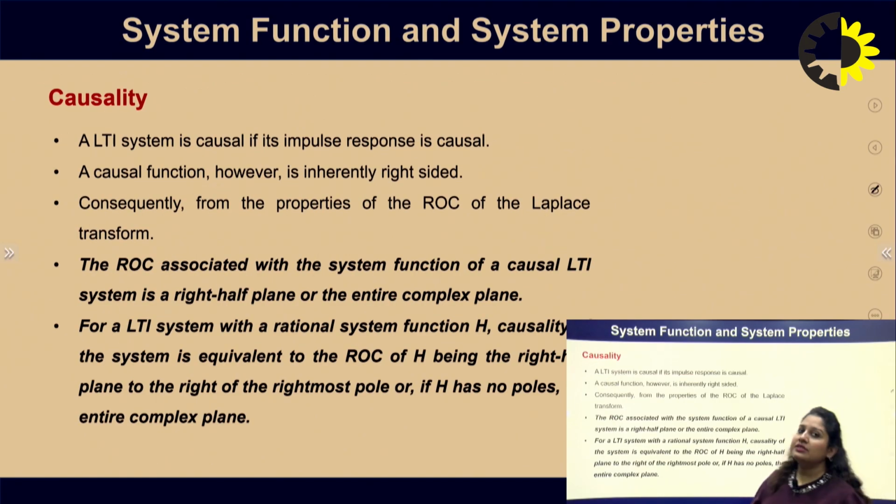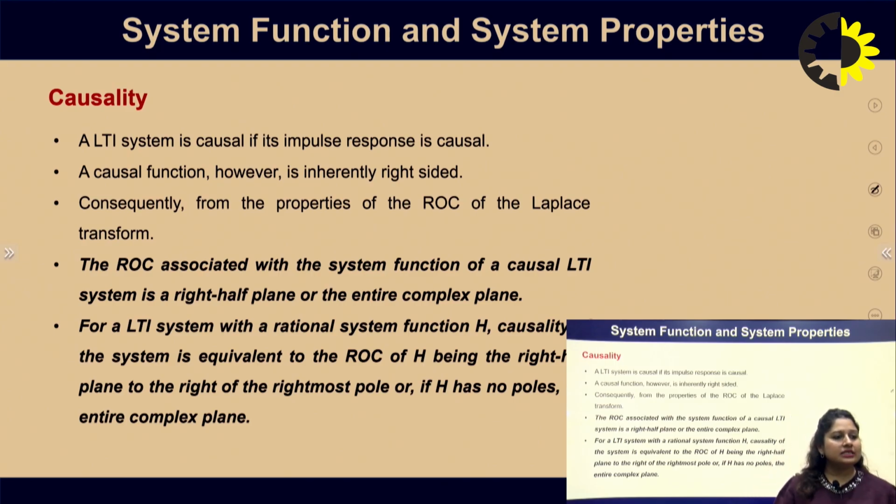So now we have system functions and system properties. We have two types of system properties, like the first one is causality. An LTI system is causal if its impulse response is causal. A causal function, however, is inherently right-sided. Consequently, from the properties of the ROC of the Laplace transform, the ROC associated with the system function of a causal LTI system is the right half plane or the entire complex plane.